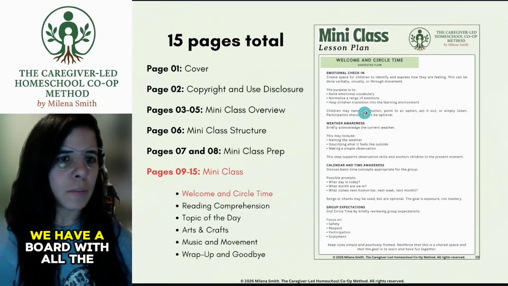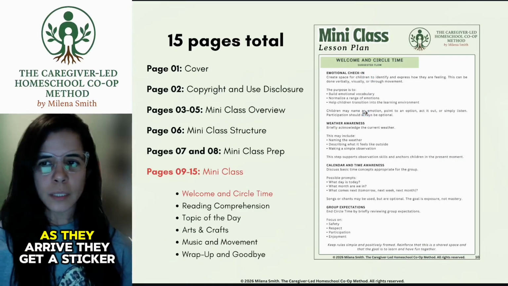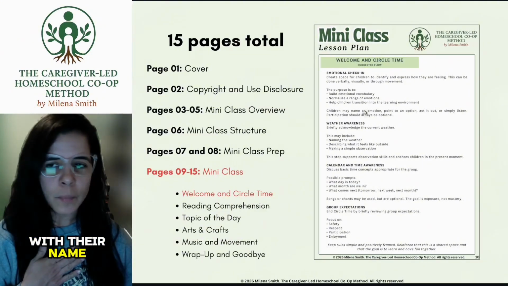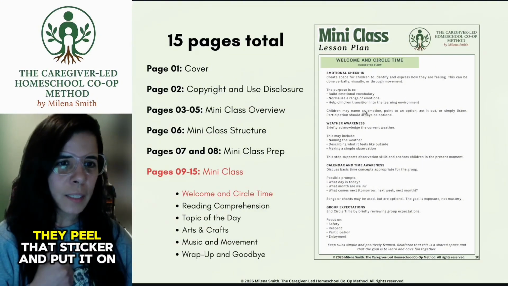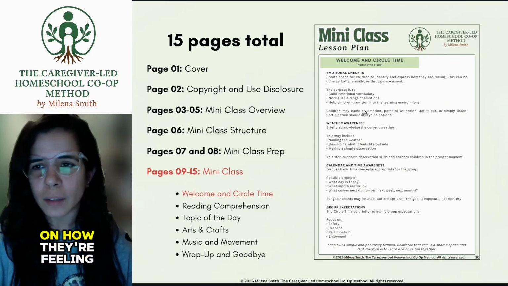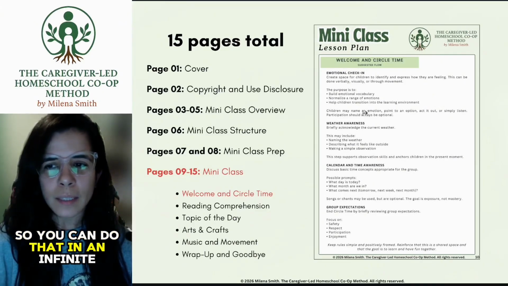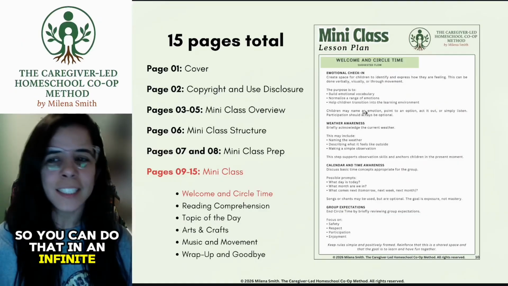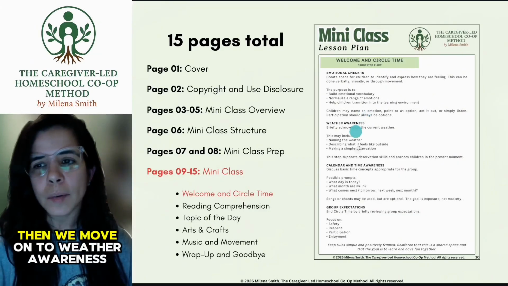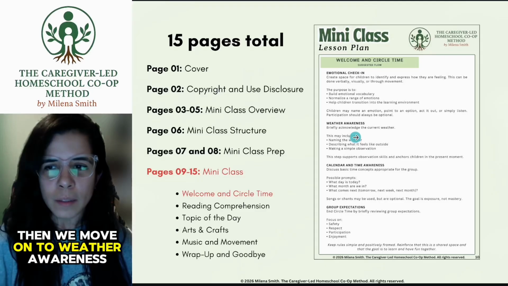For Wolverine Wonders, we have a board with all the emotions. As they arrive, they get a sticker with their name. And when we're doing the emotional check-in, they peel that sticker and put it on the board on how they're feeling. So you can do that in an infinite amount of ways. Then we move on to weather awareness.